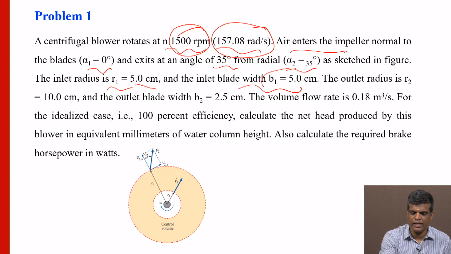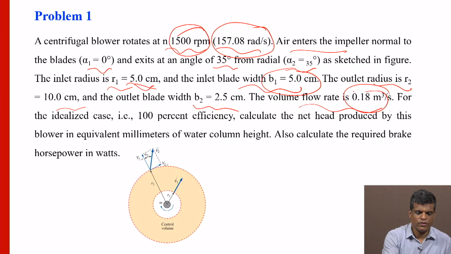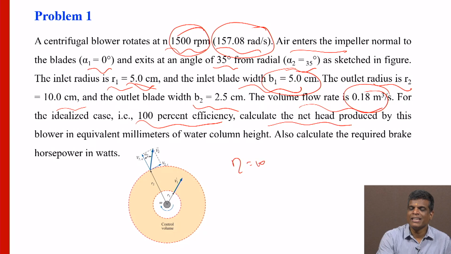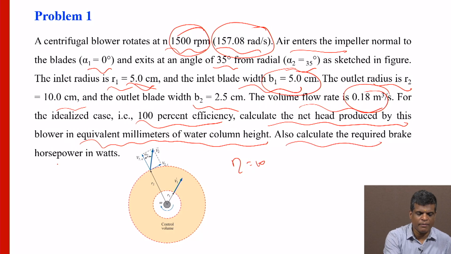is 5 centimeter, the radius also this one, then the outer radius R2 is 10 centimeter, then there is the outlet blade width, the volumetric flow rate is 0.18 meter cube per second, assume the efficiency of the pump is equal to 100%. So calculate the net head produced by the pump in terms of water column height, then also calculate the required brake horsepower BHP in terms of watts. It's a very simple problem.